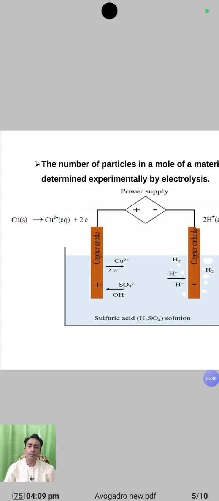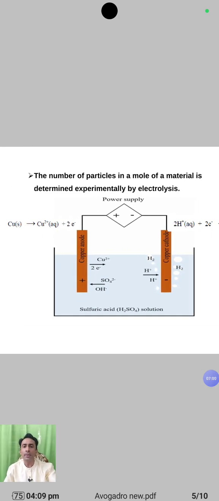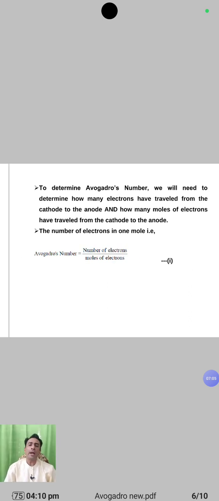Now this copper from the copper anode will get oxidized, they will lose electrons, each copper will lose 2 electrons, and these copper ions will jump into the solution. Now this is all what happens in the electrolytic cell. Now if you want to determine Avogadro's number, we need to determine how many electrons are traveled from cathode to anode and how many moles of electrons are traveled from cathode to anode. So the number of electrons in 1 mole, that is nothing but Avogadro's number.